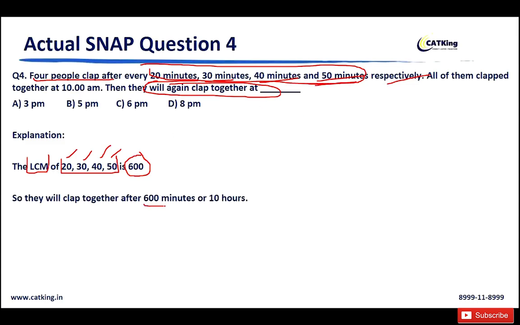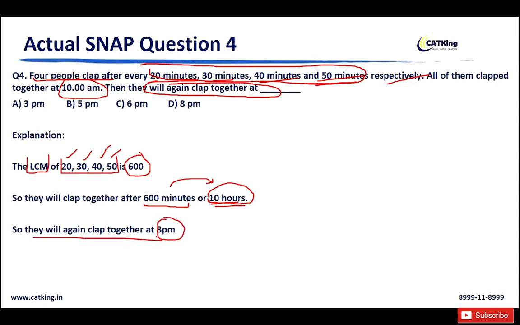Converting 600 minutes into hours, that is 10 hours. So 600 minutes will correspond to 10 hours. Now for the first time they clapped at 10 a.m. Therefore they will be clapping again after 10 hours. So 10 a.m. plus 10 hours will be 8 p.m. Therefore they will again clap together at 8 p.m. Hence the correct answer is option D, 8 p.m.